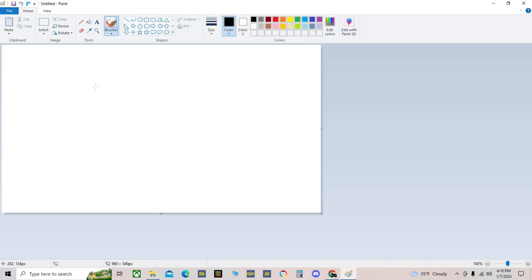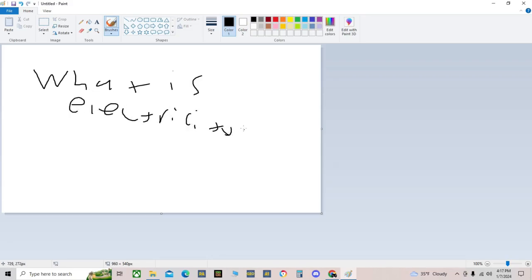But first off, what is this thing? What is electricity? What is this? This is the nucleus, okay? And these are electrons. Electricity is the flow of electrons through something called a circuit.